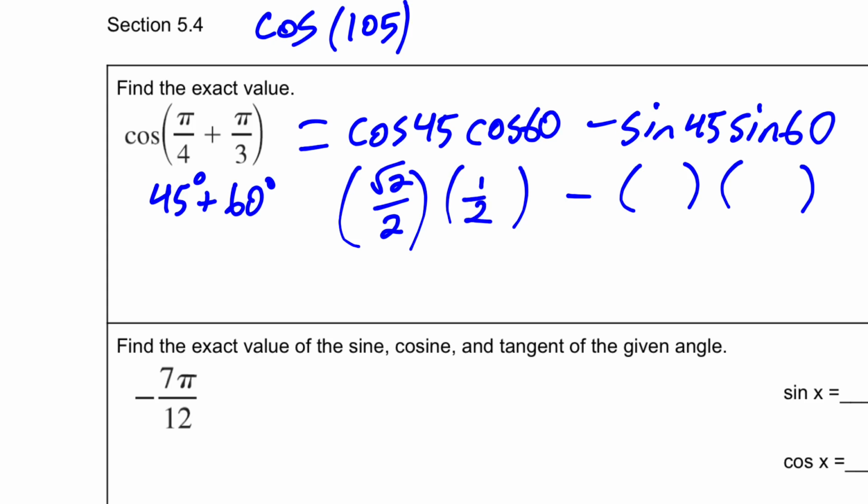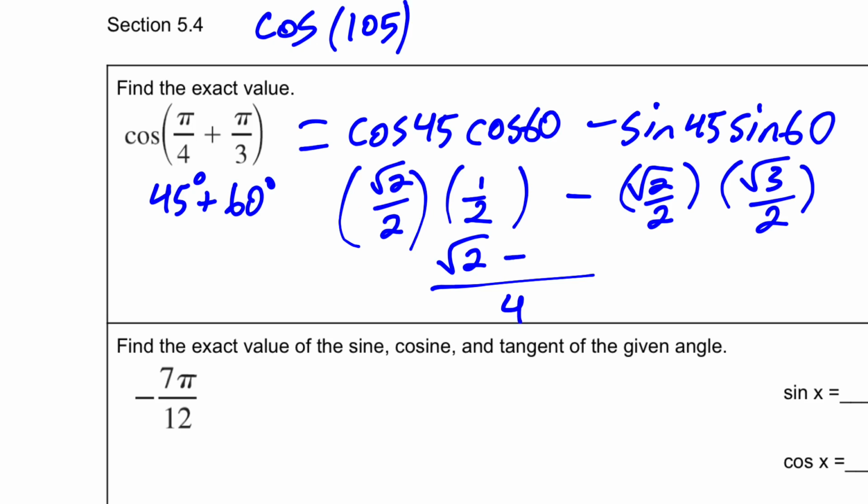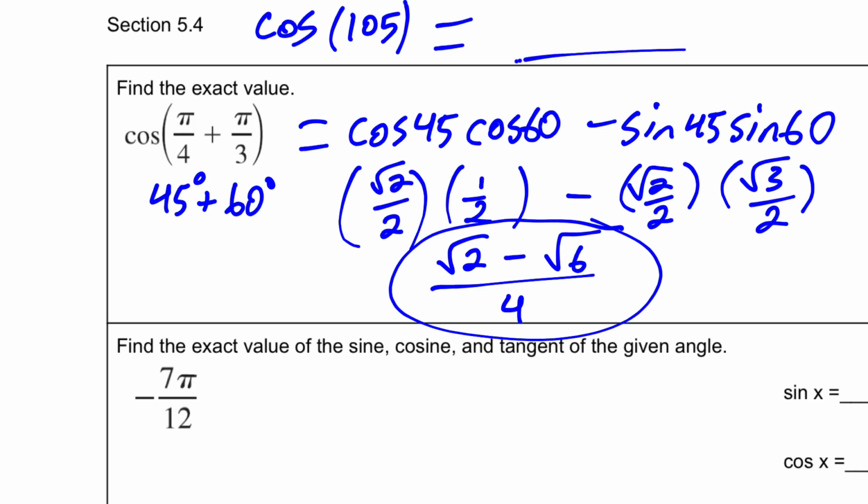This is 1/2. This is root 2 over 2. And this is root 3 over 2. So if you multiply these things, they're all going to end up over 4. On the left, we have root 2 over 4 minus, and on the right, we have root 6. And there's your answer. If you took the cosine of 105 in your calculator, whatever you get would be equal to this. But this is the non-decimal version.